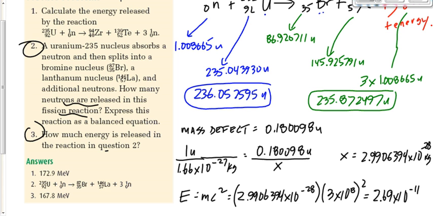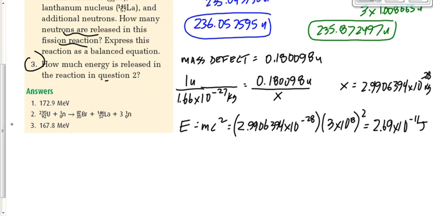2.69 times 10 to the minus 11 joules. Now, that's fine. Joules is fine. But they give it in mega electron volts here. Let's say that this is a test question, and you have 4 options, and all 4 options are given to you in mega electron volts. Okay, and we got to convert this.